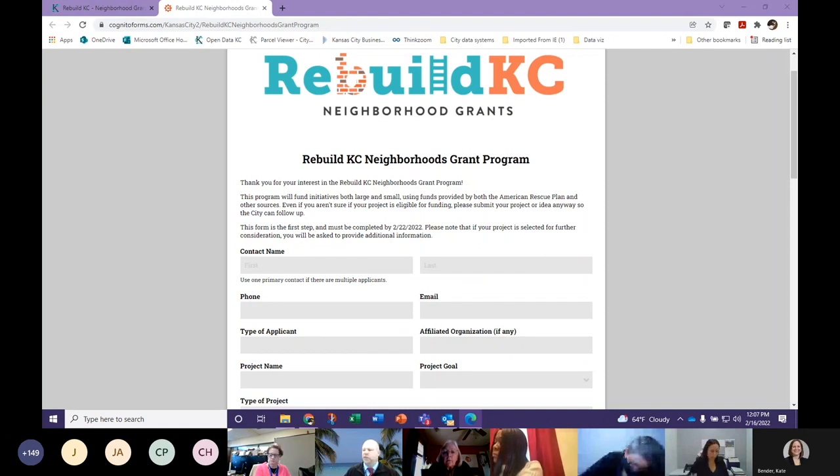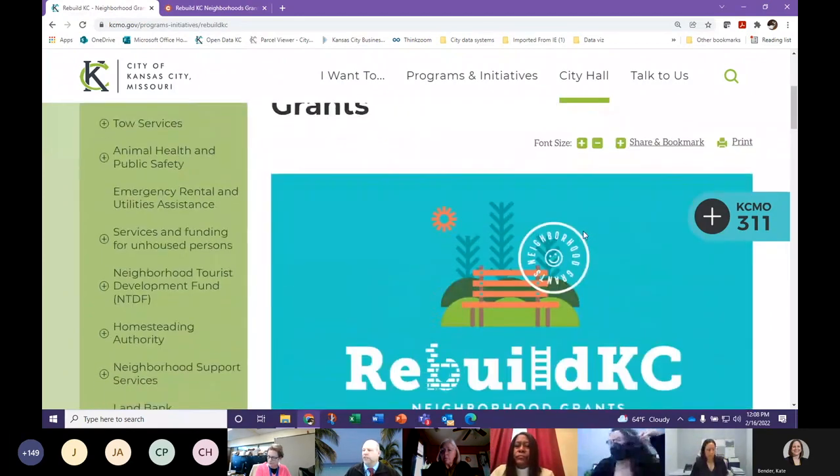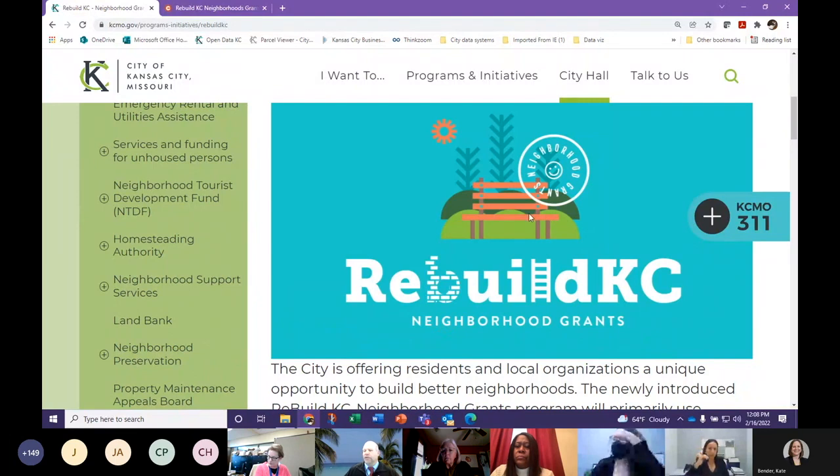So the Rebuild KC grant program, Kate, you might pop the website up if you get a chance before we talk about the application. This is a new offering from the city to give residents, local organizations, and neighborhood groups the opportunity to tell us what they need to build better neighborhoods. We'll primarily be using American Rescue Plan Act dollars to fund these grants. We may tap into some other city dollars too, depending on what the requests are and if there's something that's already funded somewhere else in the program or within the city.